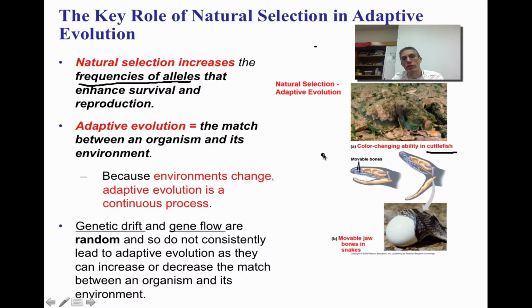Now over here on the right, you're going to see a couple of examples of adaptive evolution. One of those is the color changing ability in the cuttlefish, and this is going to be a type of a mollusk that you would actually find in the ocean. And what they do is they actually have the ability, based on the cells that they have in their skin, to change the color or texture of their skin. And when they do that, they're able to blend in really well with the environment that they happen to be in. And so that's a type of adaptive evolution. They adapt to their environment. Over here, if you look, you have the movable jawbones in the snake. It basically gives them the opportunity to swallow really large prey.